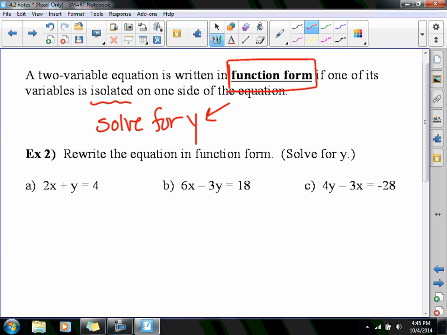And when we're solving for y, this is actually called slope-intercept form, which is another form that we're going to be working with later on. But for now, they just call it function form to get you practicing working with it.